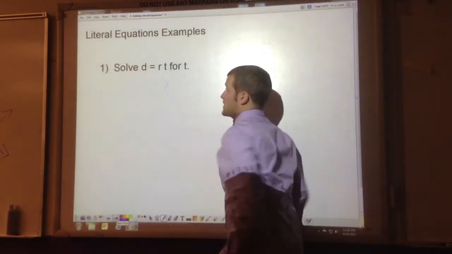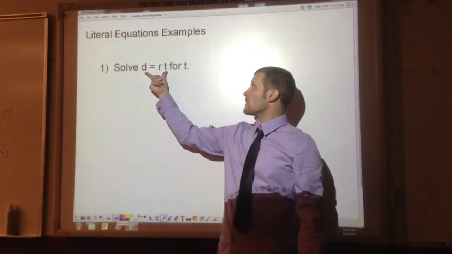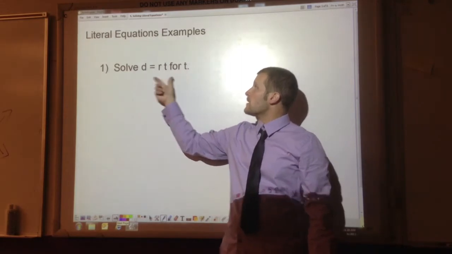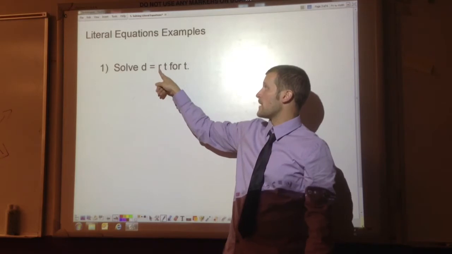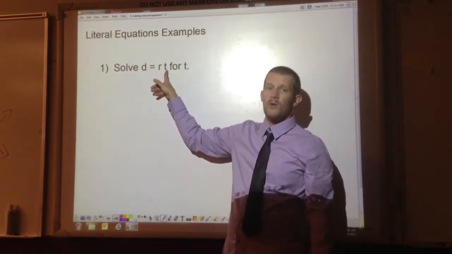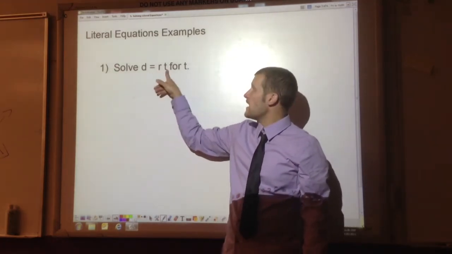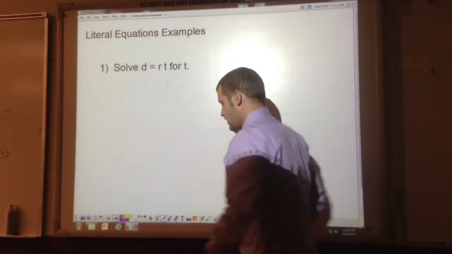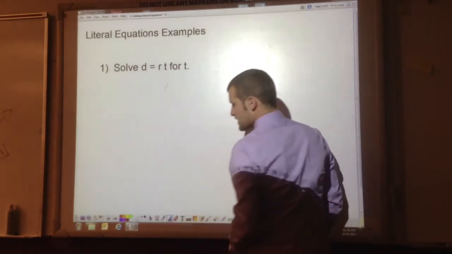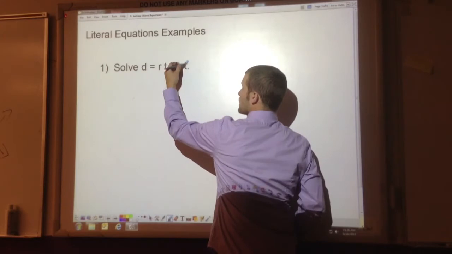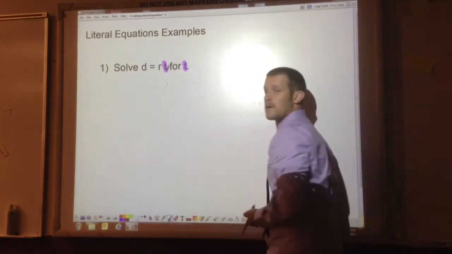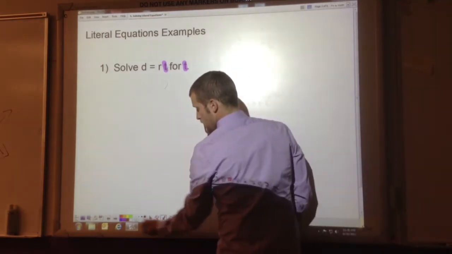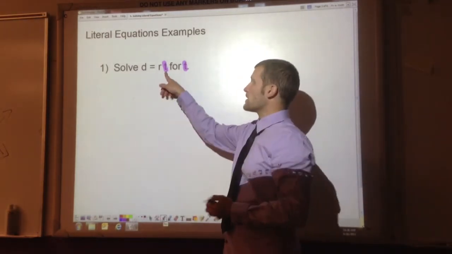Examples of literal equations. We're going to solve d equals rt for t. This is a formula you probably have experience with. It's distance equals rate times time. We just want to know, what does this equation look like if we get t all alone? Oftentimes to start, I like to highlight things. T is what I want to get alone. There's my t. That's what I'm getting alone.